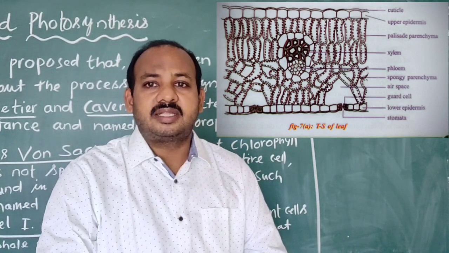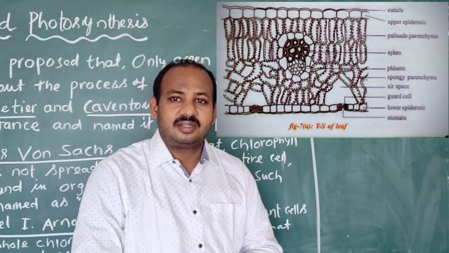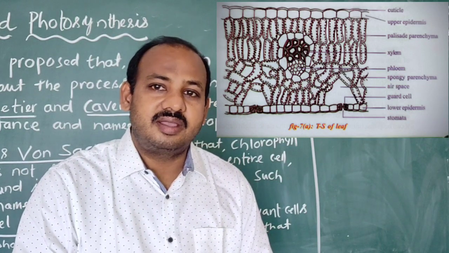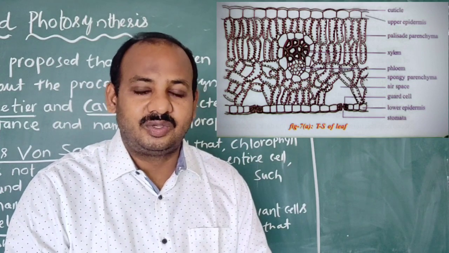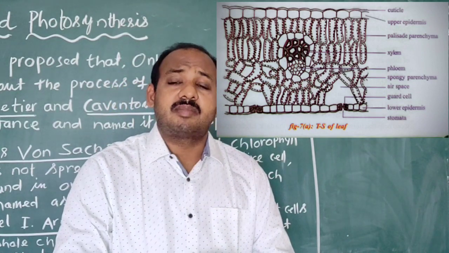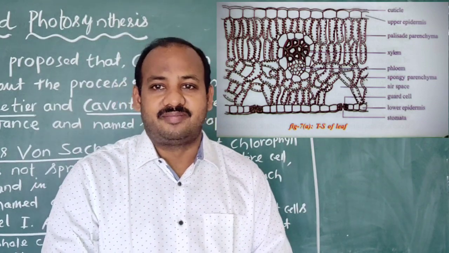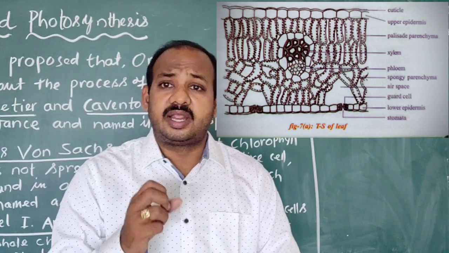In between these dermal cells there are ground tissues. Already you children know what ground tissues are: parenchyma, collenchyma and sclerenchyma. So here parenchyma cells are present. Because these parenchyma cells have chloroplasts, they are called chlorenchyma. Already you know, children, in 9th class you have studied chlorenchyma.